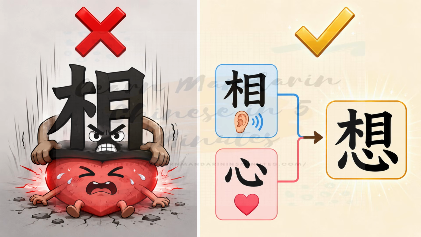One part provides a broad meaning clue, while another part provides a pronunciation clue. So the safest question is not, what dramatic story can I invent from these shapes? Ask instead, does the heart component point me toward thought, memory, intention, emotion, or an inner reaction? That gives you a useful direction without creating a false history.